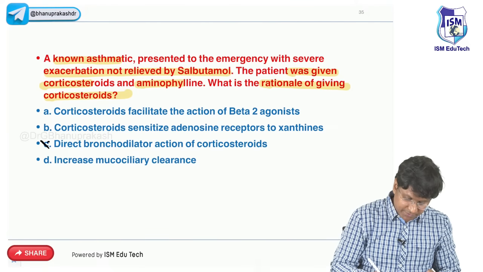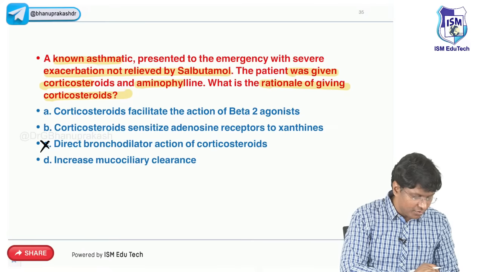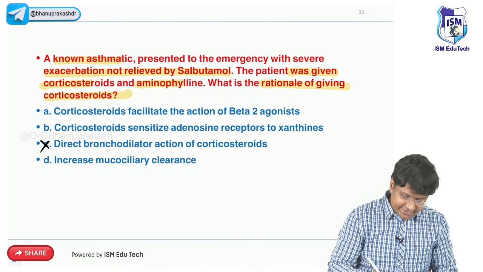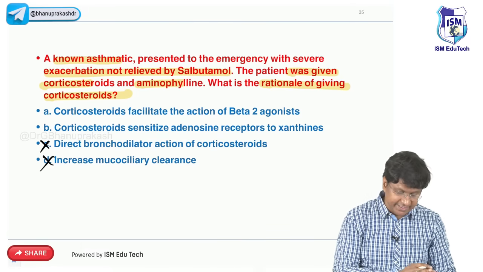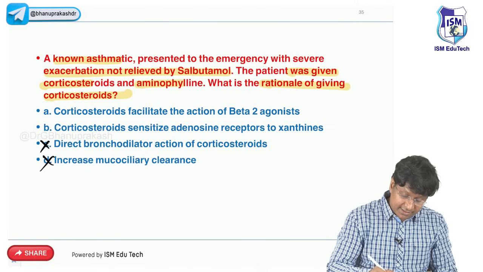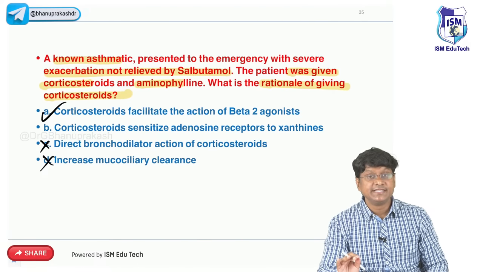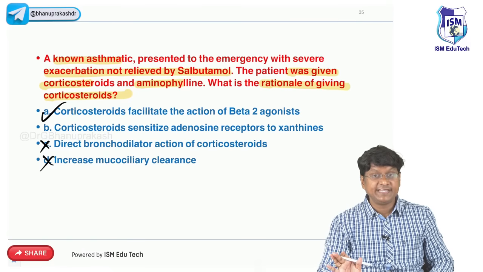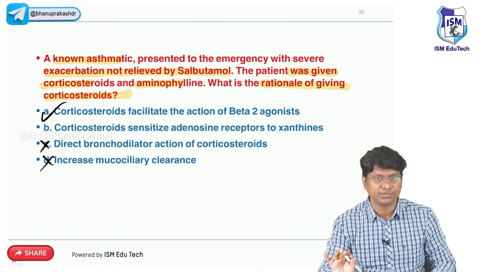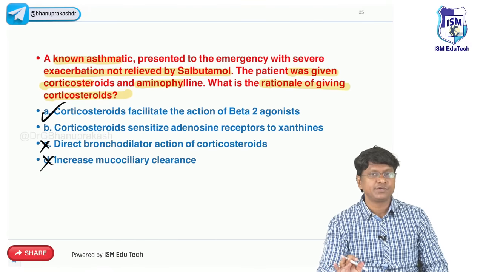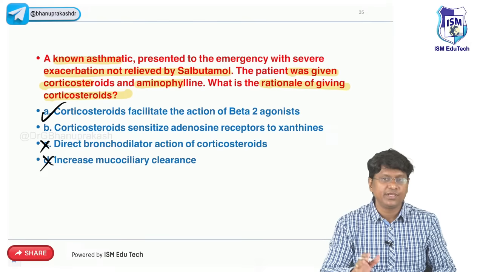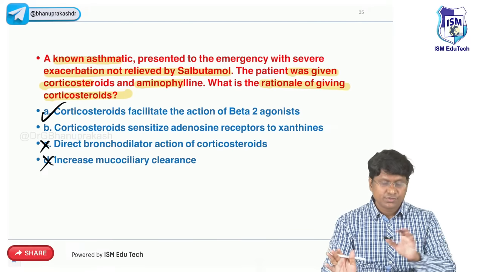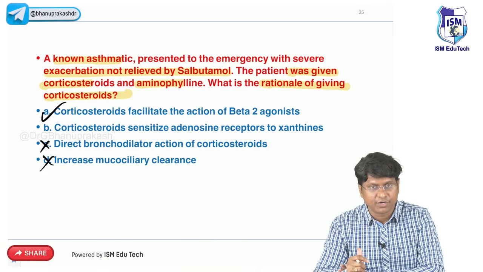So corticosteroids don't have bronchodilatory activity, right? And they don't increase the mucociliary clearance. The advantage is that the corticosteroids facilitate the beta-2 agonist, okay? That is the importance of the corticosteroids, why we need to give them along with the beta-2 agonist. So this completes the discussion of bronchial asthma.